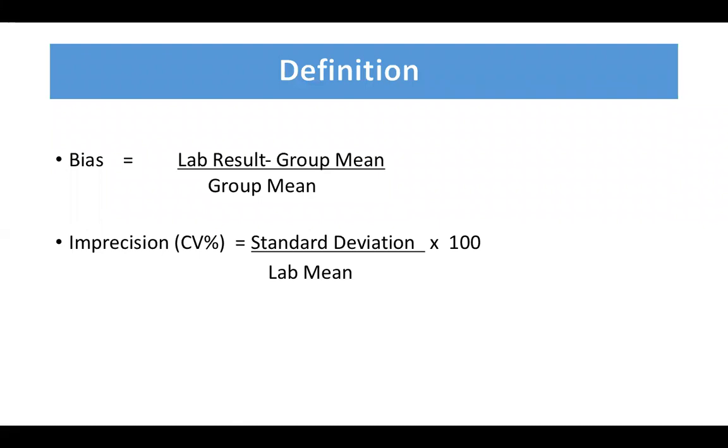And CV% you are calculating from your IQC data, the same sample you are running daily. And this is applicable only to quantitative results, because you are getting some discrete value only in quantitative results. Standard deviation divided by lab mean, into 100. Now you have two terms and these two values with you: one is bias percentage and another is CV percentage.